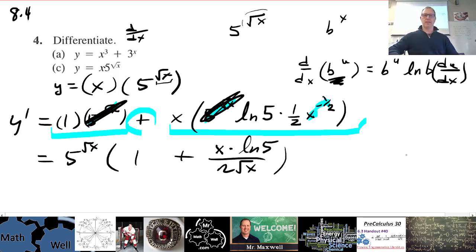Where did we get the 2, sorry? The 2, this one? From the chain rule here, derivative of that one. Now again, how far do you go? Is this cool? Yeah, this is fine. I think that's fine. x ln 5 over 2 root x.